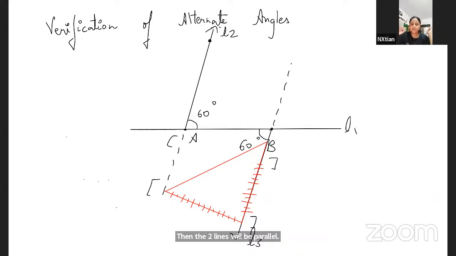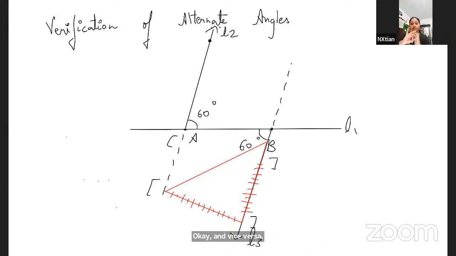I didn't hear that. You didn't hear that? Okay, I'll repeat it. So if two alternate angles are forming with two parallel lines, then those two alternate angles will be equal. But in this case, what we did, we constructed two alternate angles that are equal, and then we join them. So the lines that have two alternate angles, those lines will also be parallel. Okay, and vice versa.